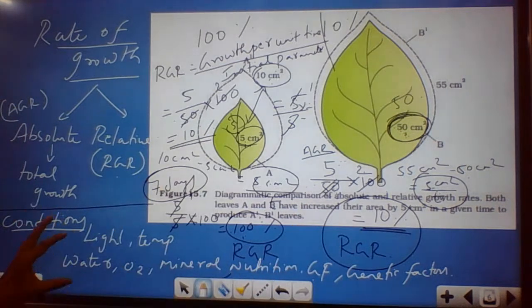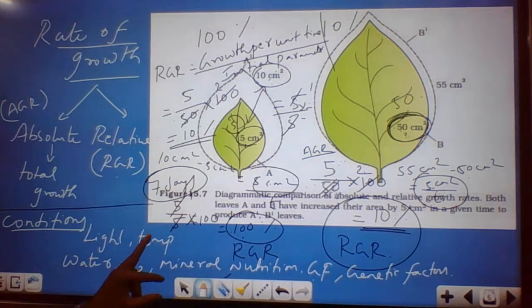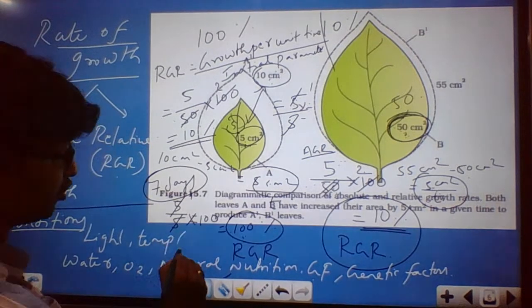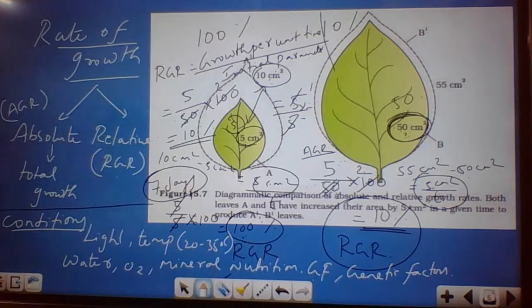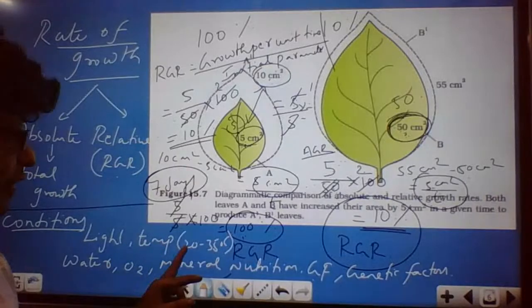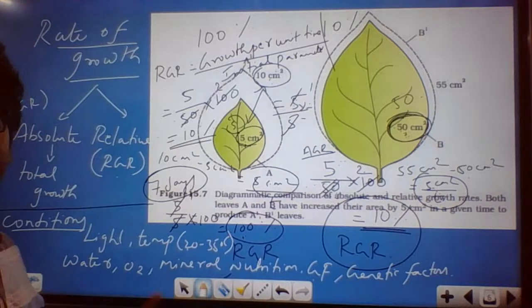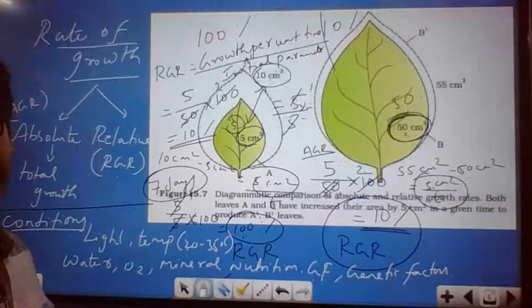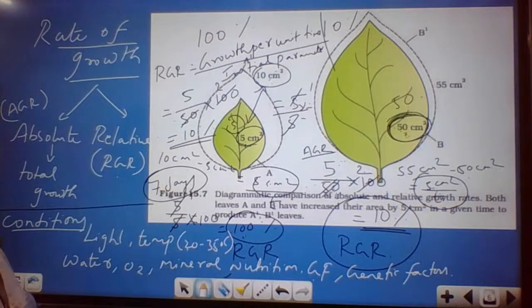Coming to light, proper optimum light is required. Coming to temperature, 20 to 35 degrees centigrade is the optimum temperature. If it goes beyond this, to 45 degrees, then what happens? This will damage the protoplasm of the plant, and the proteins and enzymes can also be denatured. So temperature is 20 to 35, but above 45 the protoplasm function can be impaired.